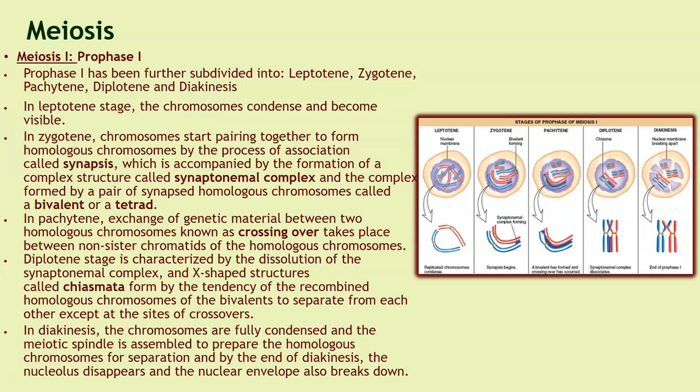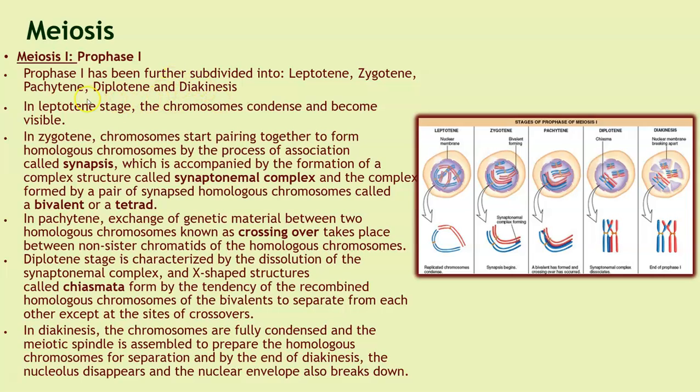So meiosis has 2 subtypes. We have the first meiotic division, which is also called meiosis 1, or heterotypic division. And then we have the second meiotic division, or the homotypic division, which is called meiosis 2. So let us have a look at the stages of meiosis. Let us have a look at meiosis 1. In meiosis 1, it begins with prophase 1. Prophase 1 is further subdivided into leptotene, zygotene, pachytene, diplotene, and diakinesis.